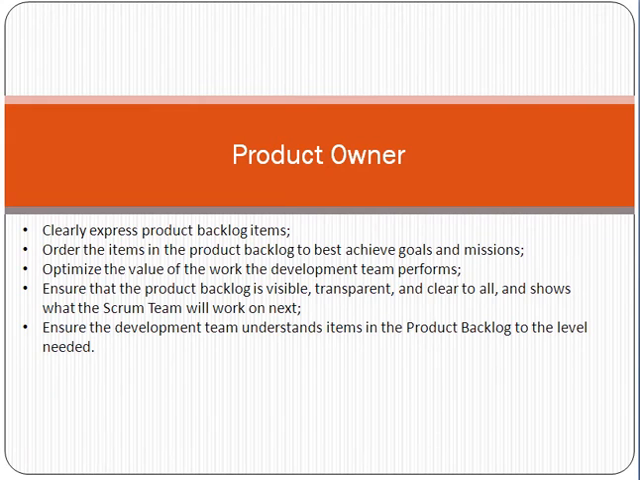Optimize the value of the work the development team performs. He will also know how we can optimize the work progress. Ensure that the product backlog is visible, transparent, and clear to all, and shows what the Scrum team will work on next. So he will also make sure the product backlog is clearly defined and clearly visible to all team members. Ensure the development team understands items in the product backlog to the level needed.